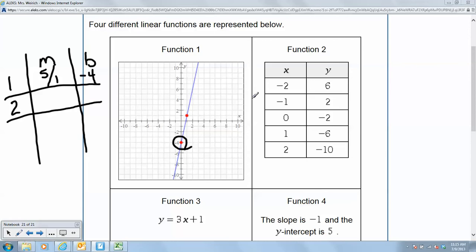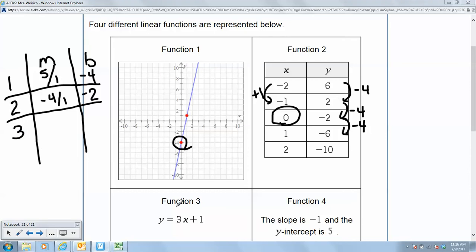Function 2, the slope, you need to find the change in y. So in this case, you go down 4. In this case, you go down 4. So each time it's down 4, and then this is plus 1. So it's going to be -4 over 1, which is just -4. And the y-intercept is going to be the one that matches with the 0. So this is going to be -2.